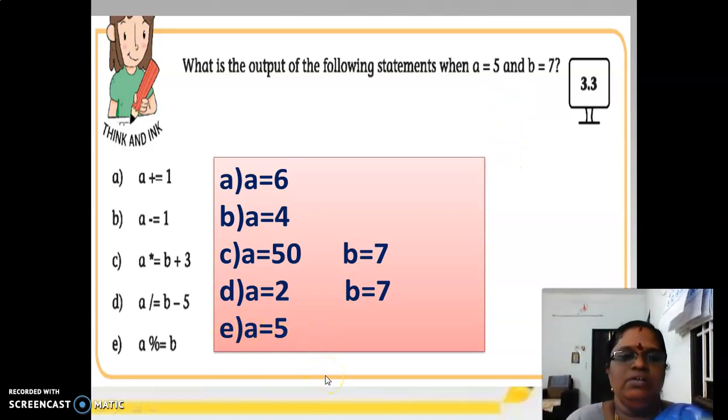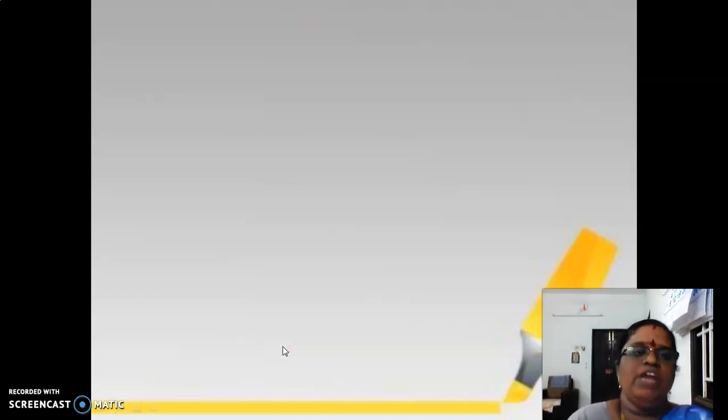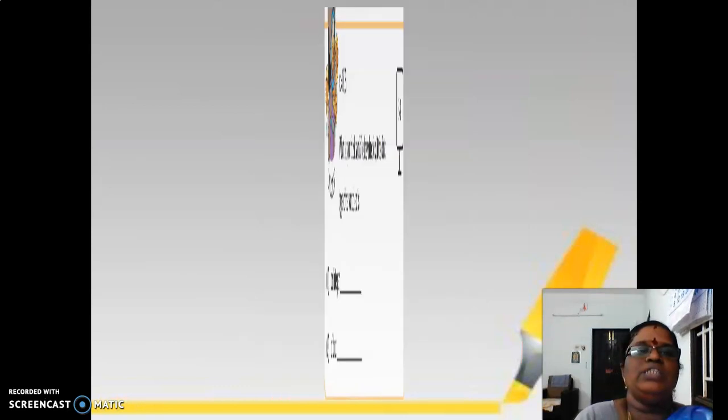Got this answer? Are you all clear with this answer? See, modulus means the remainder. So A divided by B means 5 divided by 7. When 5 is divided by 7, the remainder is 5 itself, right? So only A is 5 here. Got it? We can go to the next one. The next one is 3.4.